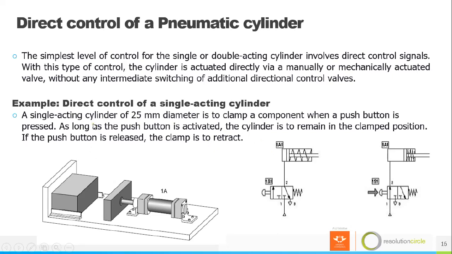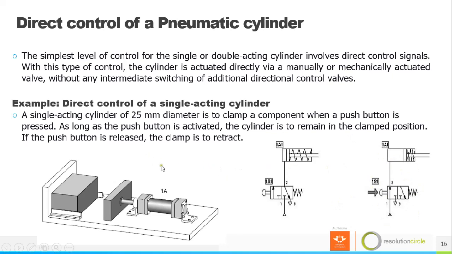So here I have an example of a direct control of a single acting cylinder. So here is the problem statement. A double acting cylinder of 25 millimeter diameter is to clamp a component when a push button is pressed. As long as the push button is activated, the cylinder is to remain in clamp position. If the push button is released, the clamp is to retract.